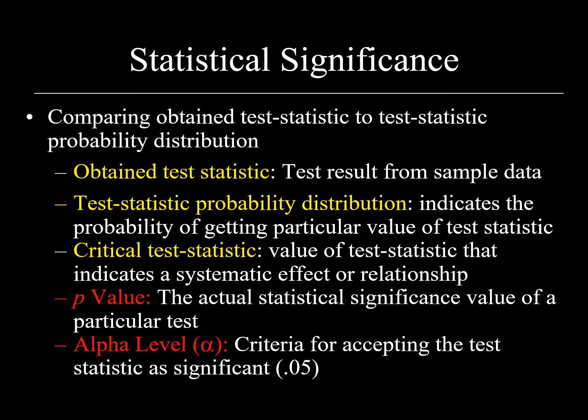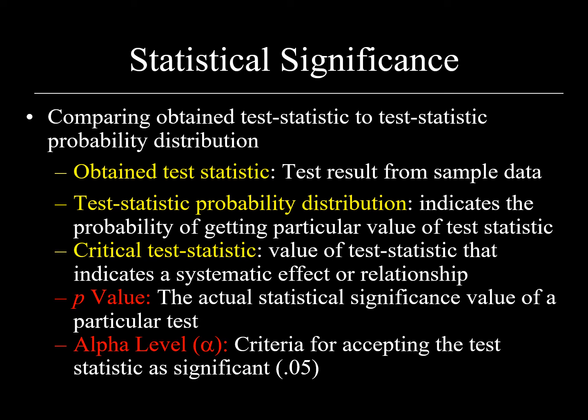The critical test statistic is what we gather from the test statistic probability distribution. It is a set value that the test statistic has to be higher than to indicate a systematic effect or relationship. So whenever I'm running a statistical test, I get the value I calculate from the math, the obtained test statistic. I look at a test statistic probability distribution, and from that distribution I select a critical test statistic that my obtained test statistic needs to be higher than.